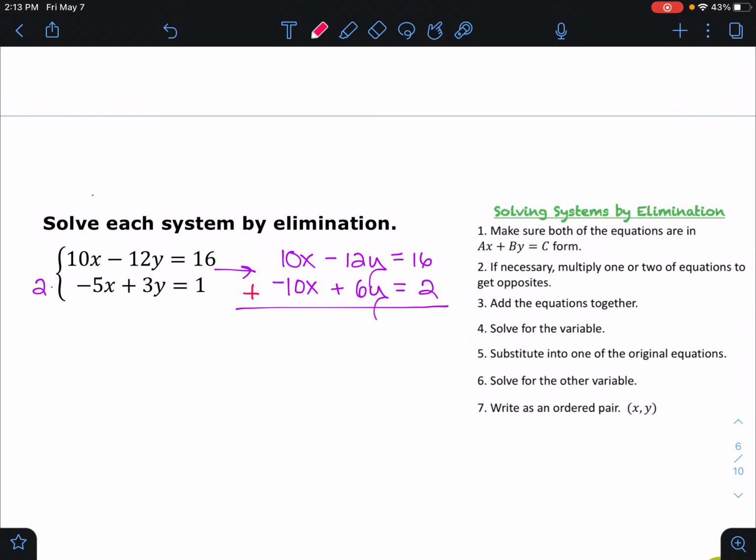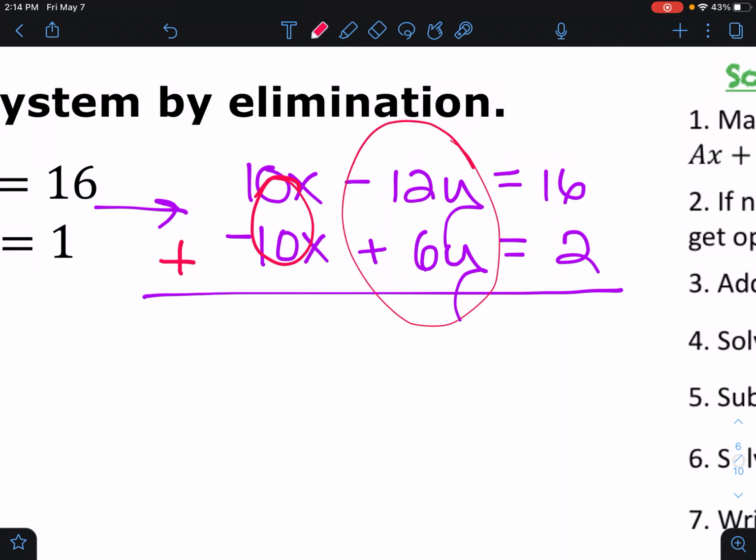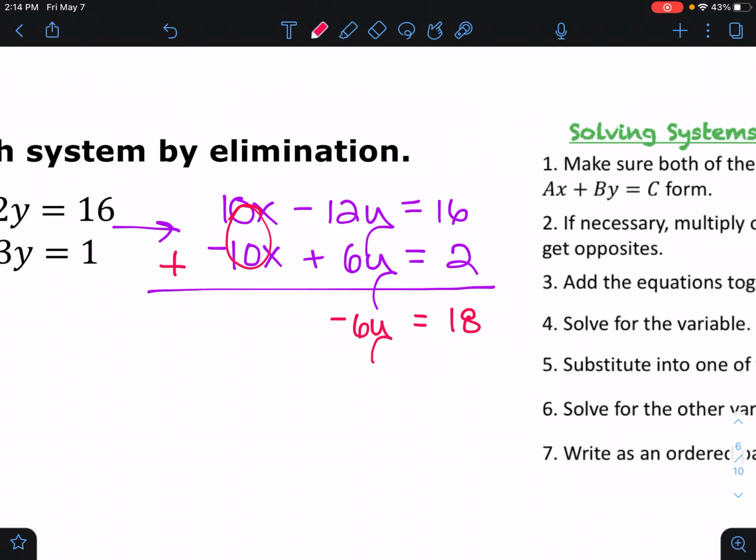Okay. Now, here we go. We're going to look right here. We say, all right, 10x plus negative 10x, these eliminate. They cancel out. Elimination, right? That's why we call it elimination. Now let's look right here. Negative 12y plus 6y is negative 6y. Negative 12 plus 6 is negative 6. Bring my y down. Bring my equal sign down. Now I'm going to do 16 plus 2. That's 18.